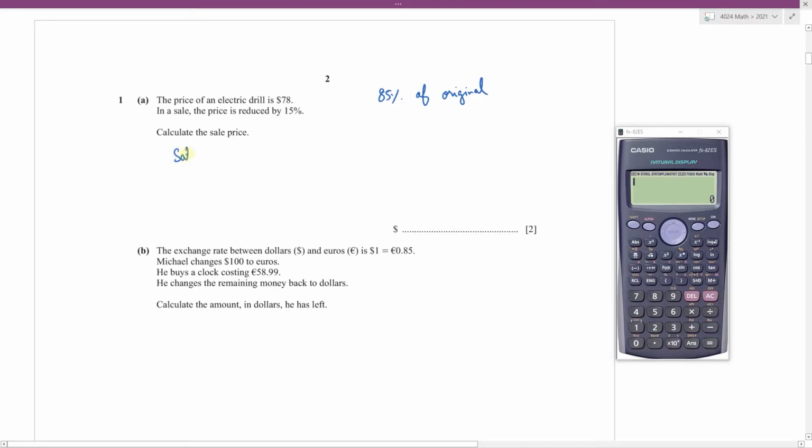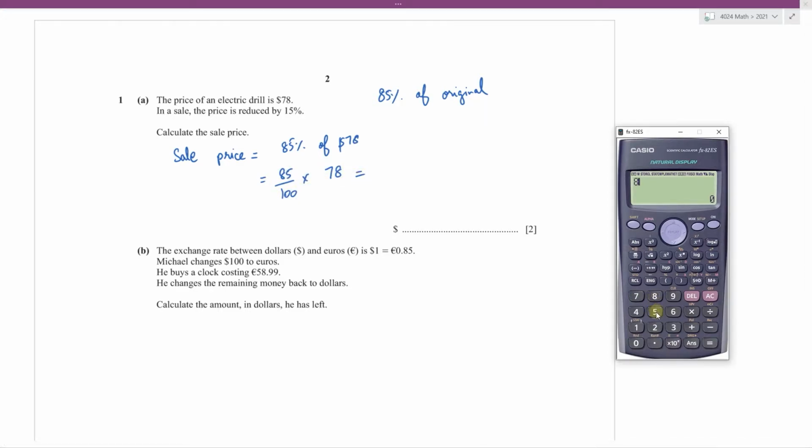So the sale price will be 85% of $78, which is 85 over 100 multiplied by 78. So 85 divided by 100 multiplied by 78 is $66.30. So your answer is 66.30.